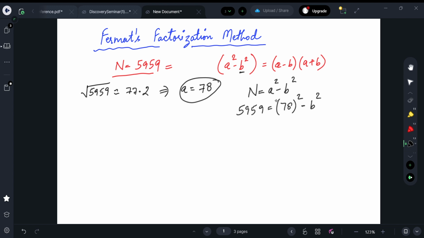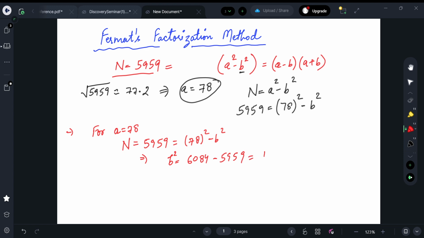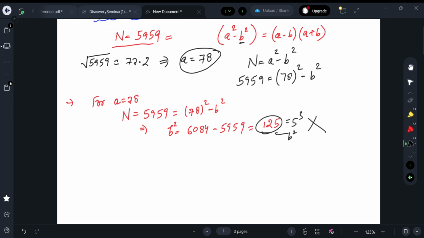So here's the algorithm part. This is how the computer will run it. Step 1, I check for a equals 78 to see if I find a nice b. So n, which is 5959, should equal a squared minus b squared. Solving for b, b squared will be 6084 minus 5959, which is 125. Now this is not a square, this is a cube of 5, so I can't express this as b squared. So this is iteration 1, and I'm moving on to iteration 2.